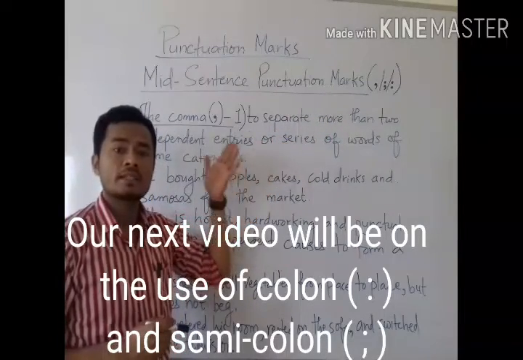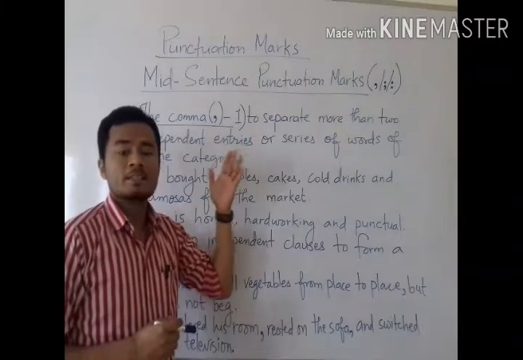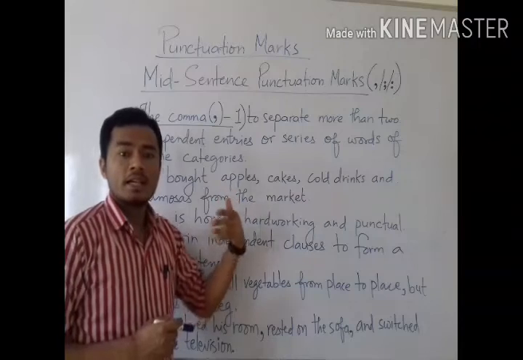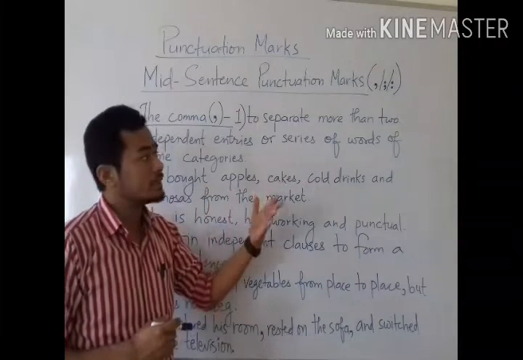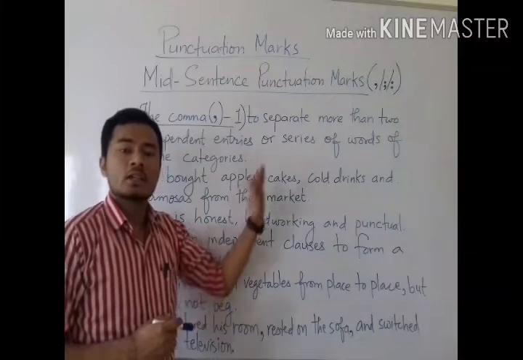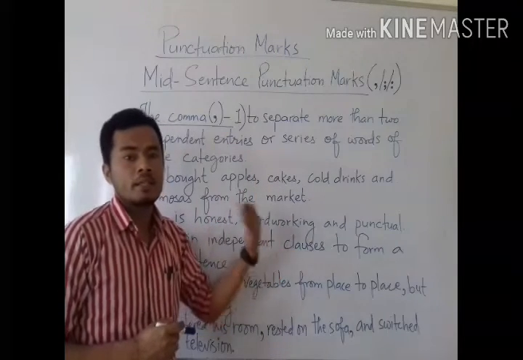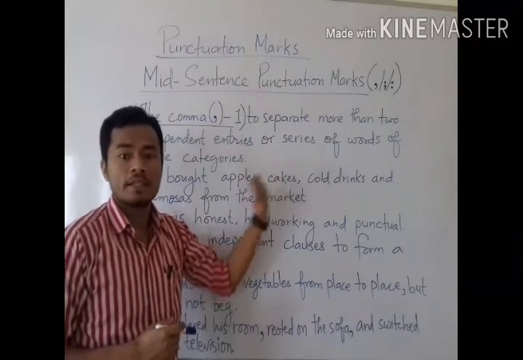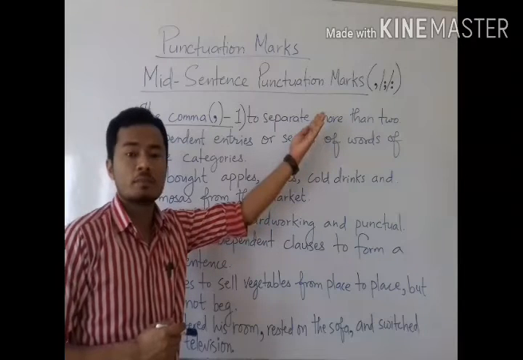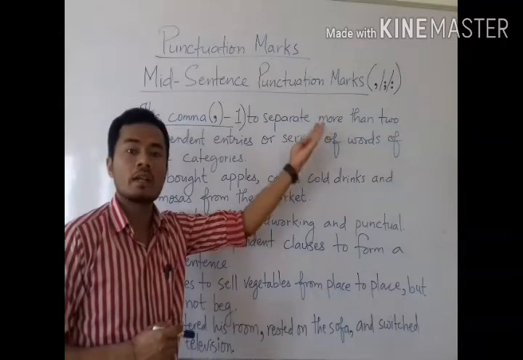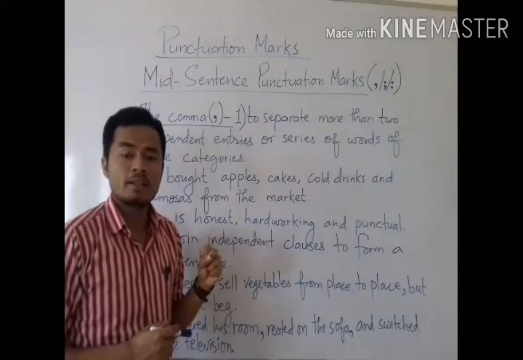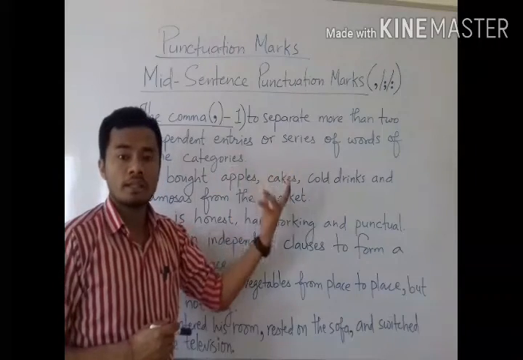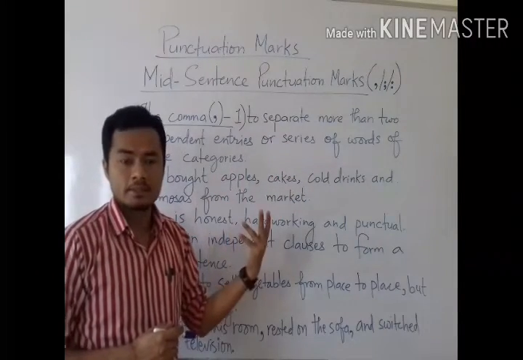So how are these mid-sentence punctuation marks used in sentences? To separate words, to separate phrases, to separate clauses, whether they are dependent or independent. These mid-sentence punctuation marks determine the use of all these three punctuation marks, comma, semicolon and colon, in sentences. Now we will understand how to use this comma, semicolon and colon while we write sentences.